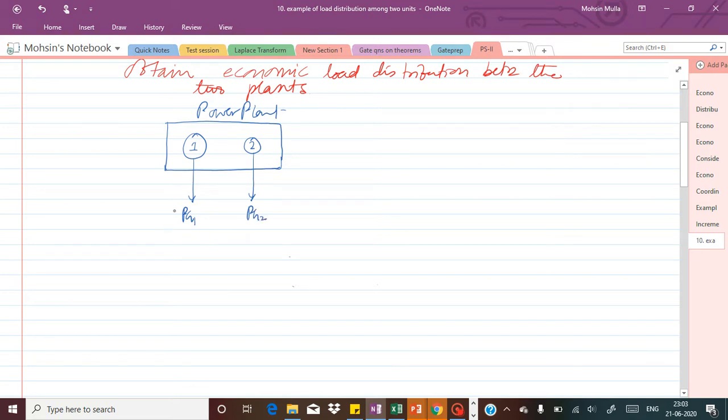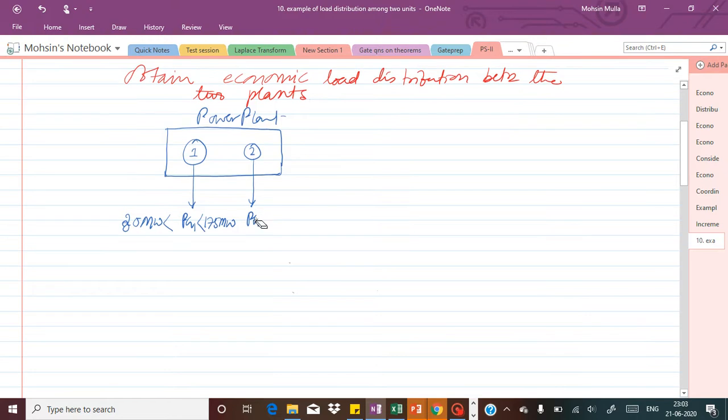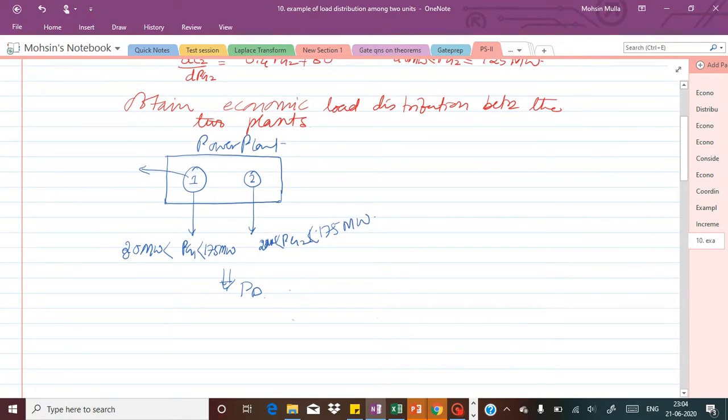This Pg1 can be a minimum of 30 megawatt and a maximum of 175 megawatt, and this Pg2 is 20 megawatt to 175 megawatt. Together these two plants are going to supply the maximum demand from the load side, which is called PD, and they have their own incremental cost equations which define an incremental fuel cost curve.